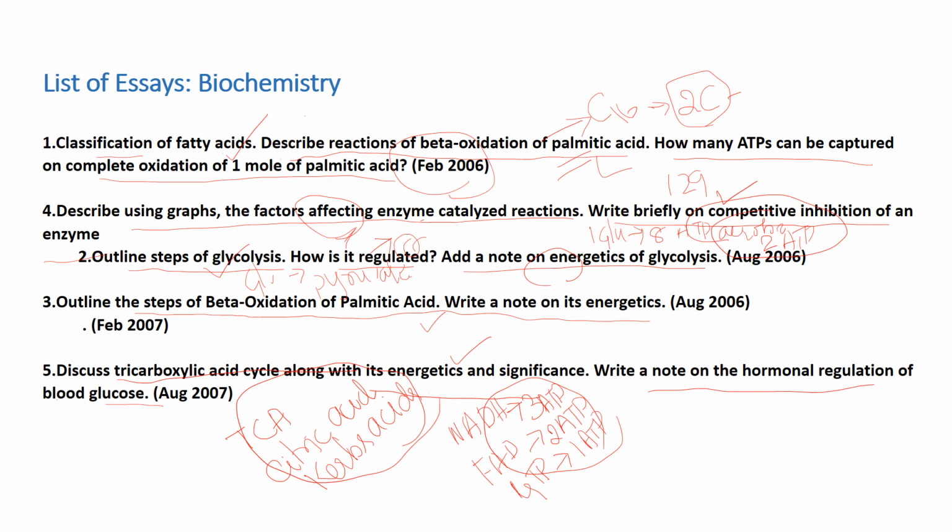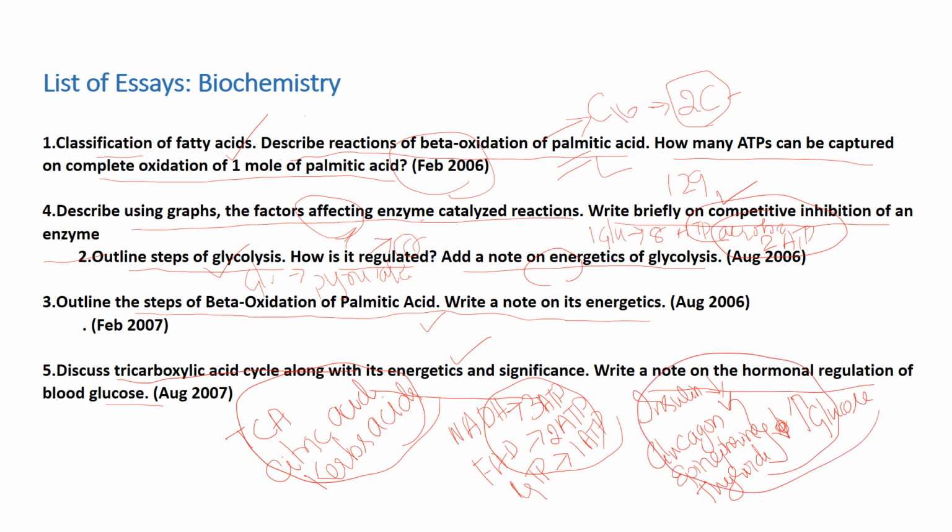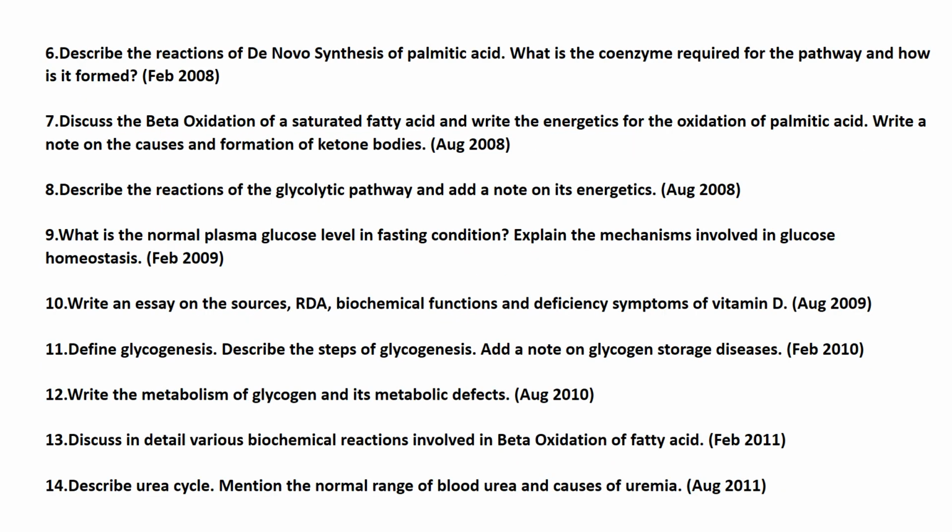And the next thing is hormonal regulation of blood glucose. Hormonal regulation means you have to write about insulin. Insulin is the hormone which decreases the blood glucose level. And there are antagonist hormones called glucagon, epinephrine, and thyroid. All these come under the antagonists of it. Insulin alone decreases the glucose level, and all the others will increase the glucose level. So these are the set of hormones which regulate the glucose concentration. This is what you have to write for this question.